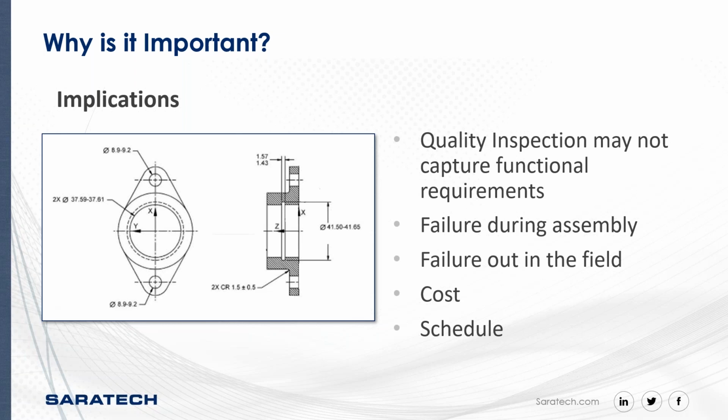So there can be some failure during the assembly process when you're putting everything together. There might be some interference in there, or even worse, there can be a failure out in the field. So when the customer has this product at the end and they're using it, if there's a slight deviation from the design intent, then that can cause some failures as well. And that in turn turns into cost and schedule.